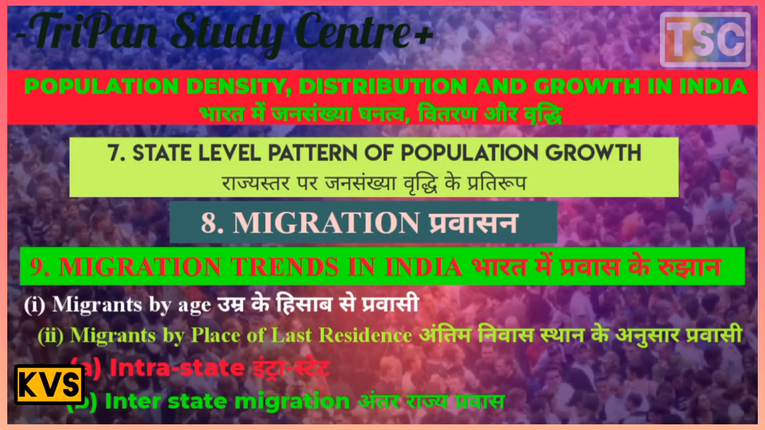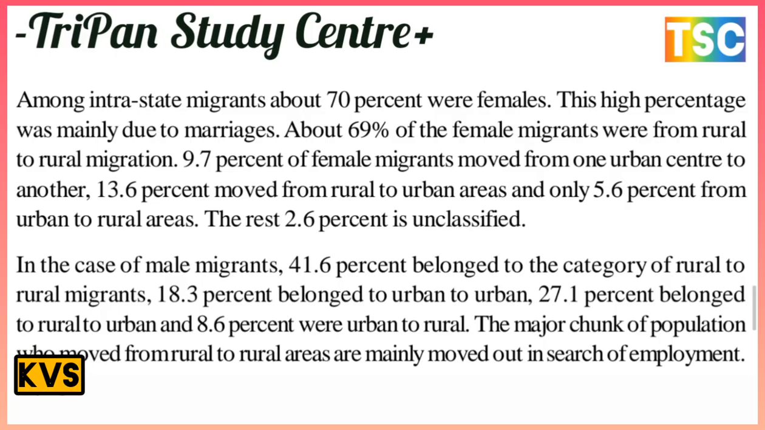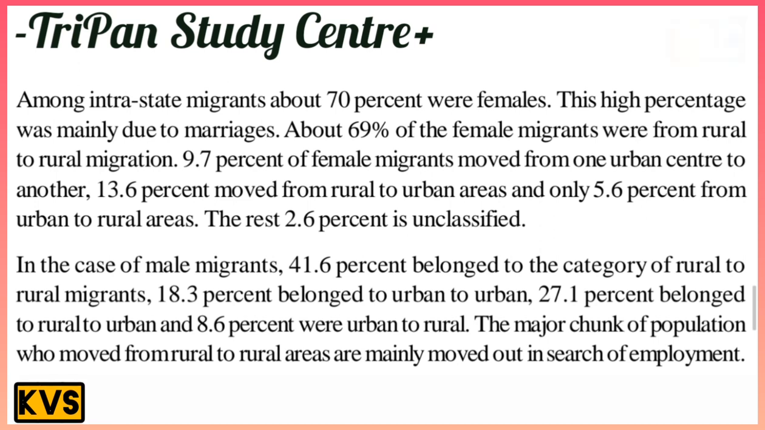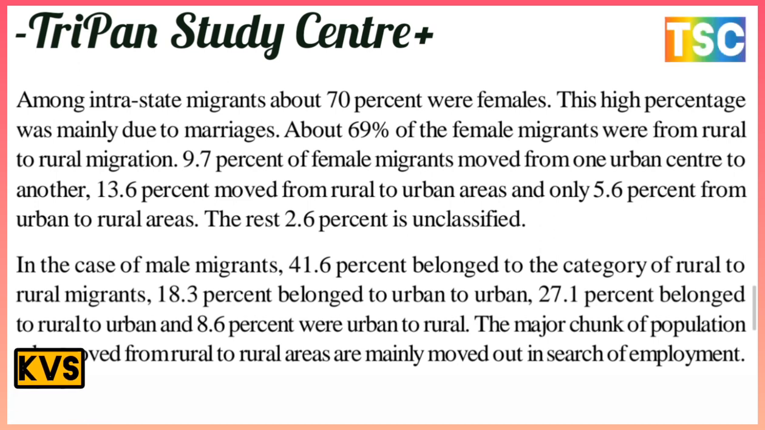Among the intrastate migrants, about 70% were female. 70% female here in intrastate migration. This number is very exciting. This high percentage was mainly due to marriage.